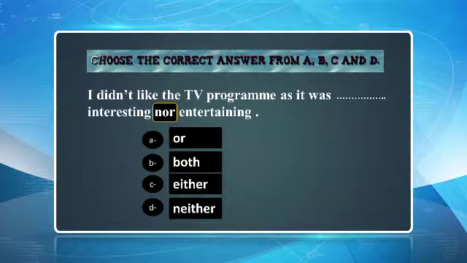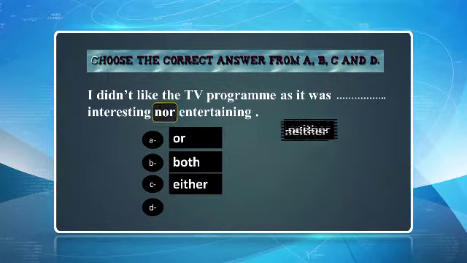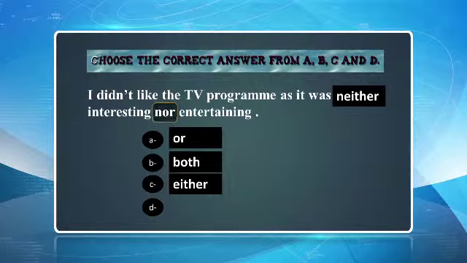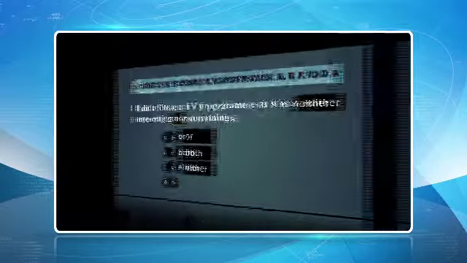When you see the word nor, you know that there is another word that will come with it. And that word is, yes, it is neither. So the full sentence would read, I didn't like the TV program as it was neither interesting nor entertaining. So you can tell that the sentence is negative. So we use neither and nor in this case.